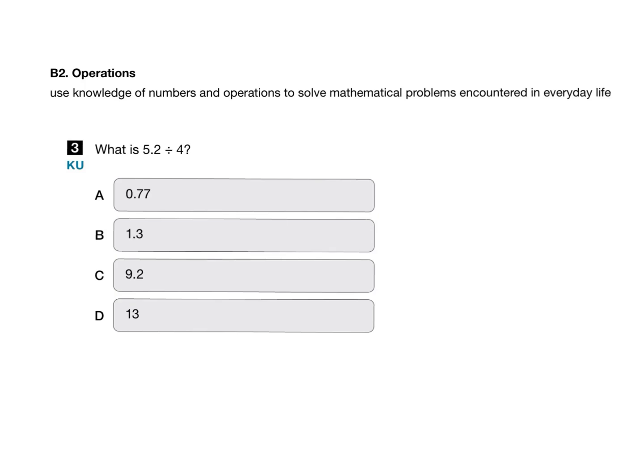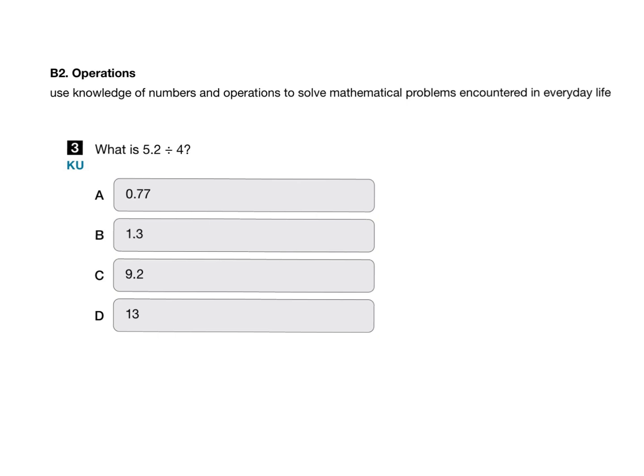Okay, so for today's EQAO practice for grade 6, we are going to be looking at the number sense strand, and we are looking at the specific expectation of operations. So we're going to be using knowledge of numbers and operations to solve mathematical problems encountered in everyday life.